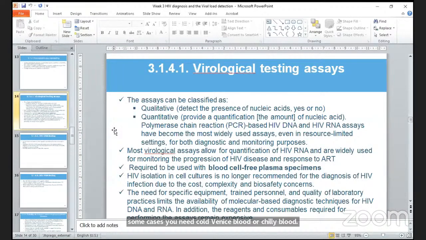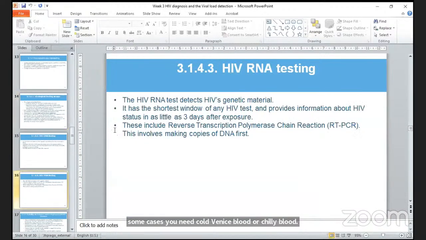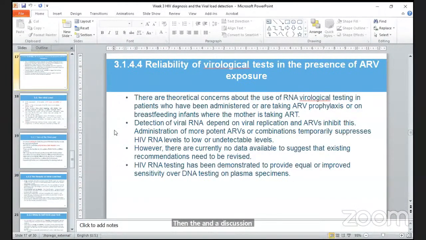Then we had a discussion about the reliability of virological testing, especially if somebody is under ART. So it's important to understand the debate between virologic testing and ART therapy, so that the compromise that normally arises when somebody is on ART and doing virologic testing is understood properly. Yeah? So something on that.